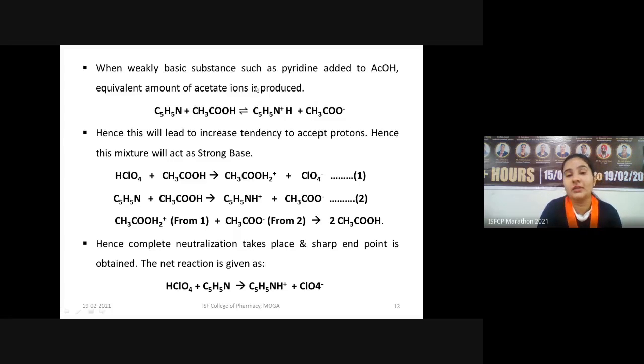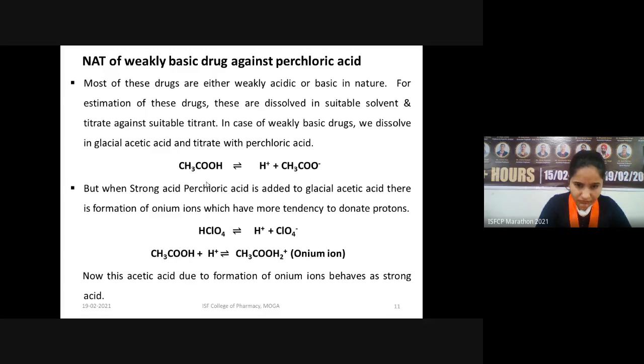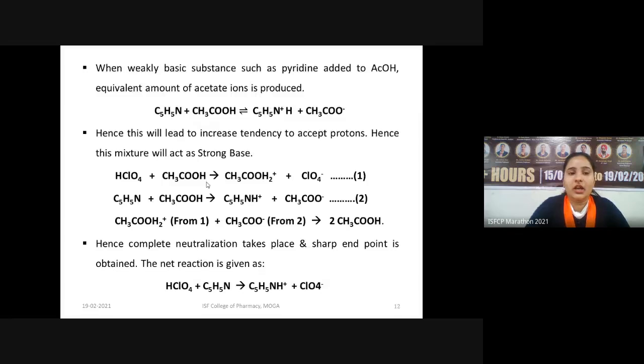So what has happened here, the H positive from the acetic acid has been used for the protonation of the lone pair present on the nitrogen, and acetate ion has been produced. Hence, this will lead to increased tendency to accept protons, because of the formation of acetate ion.